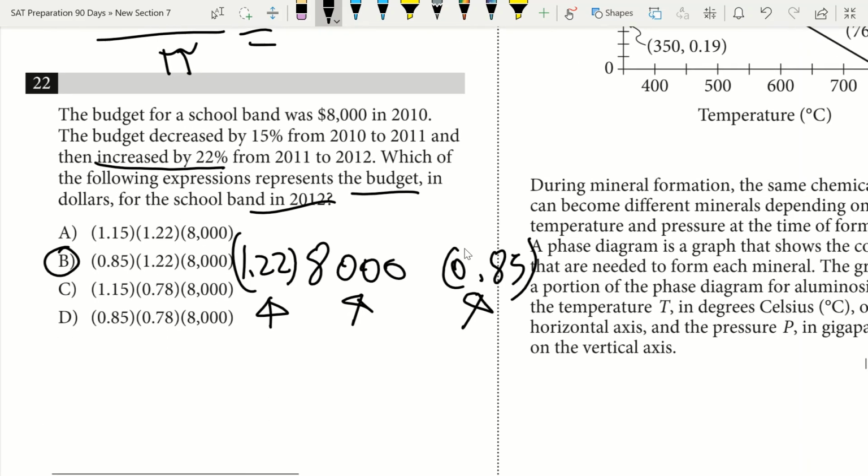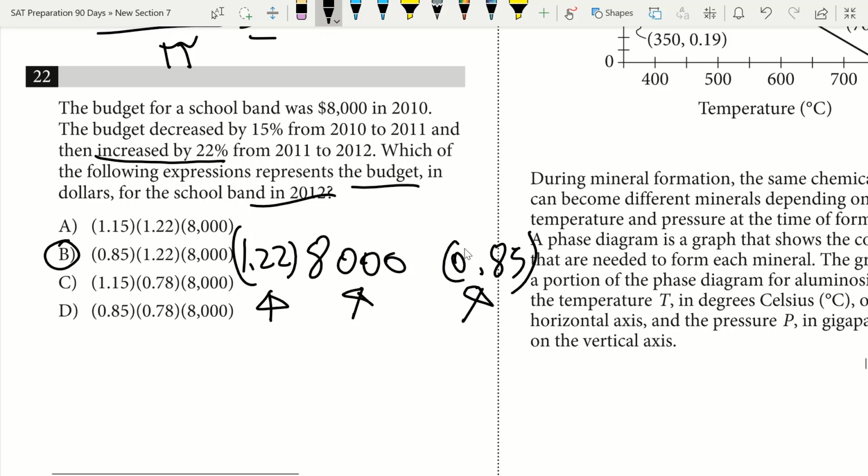All right, so as far as big things for 22 to put in your notes, the big thing I'm looking at is what I'm asked to answer with, which is the budget in 2012. So I always want to pay attention to that. Other big things, anytime we decrease by a certain percentage, we want to make sure that we're multiplying by something less than 1. So in this case, we take 1.0 minus 0.15, and that gave us our 0.85 here.